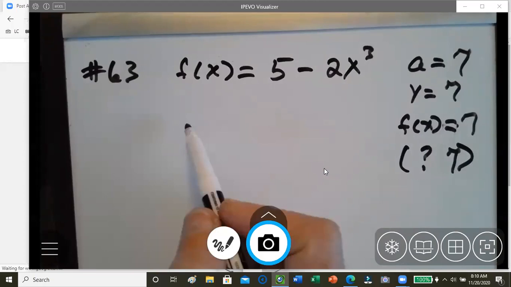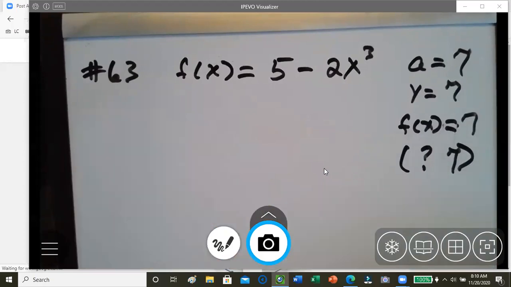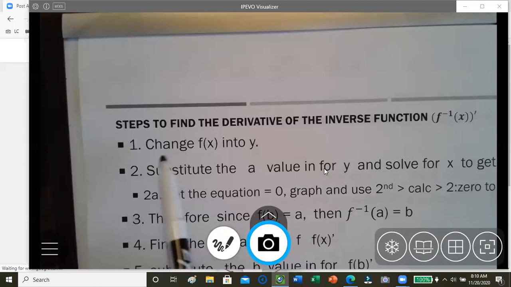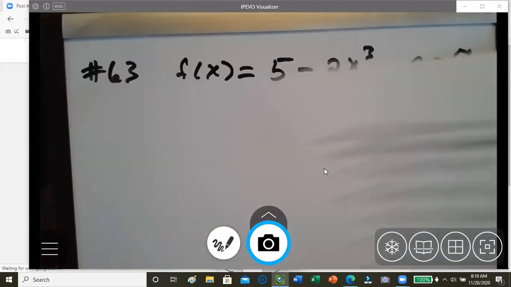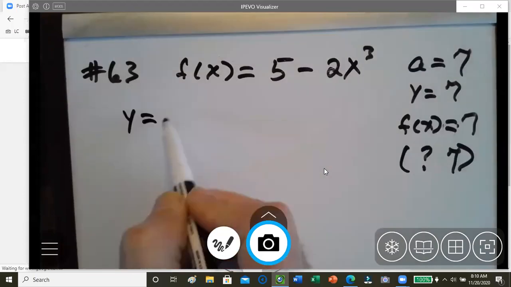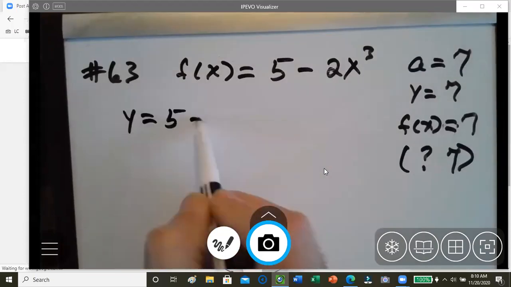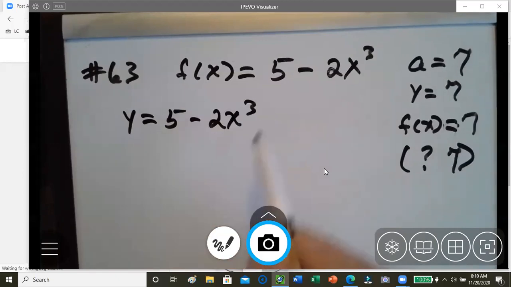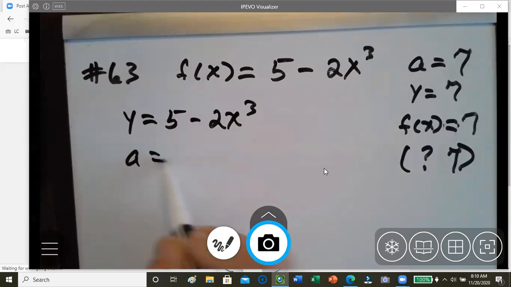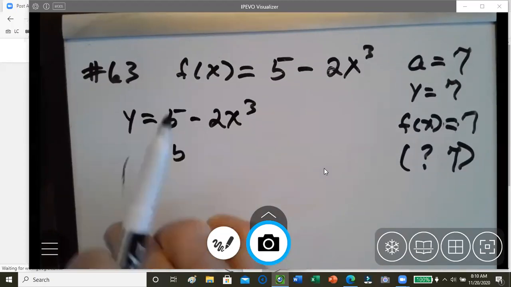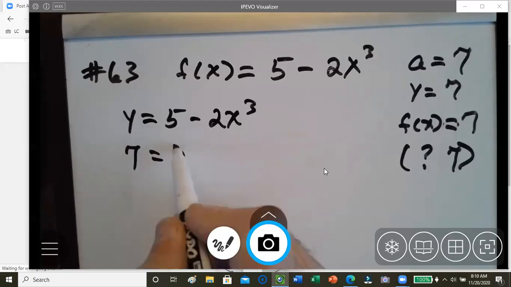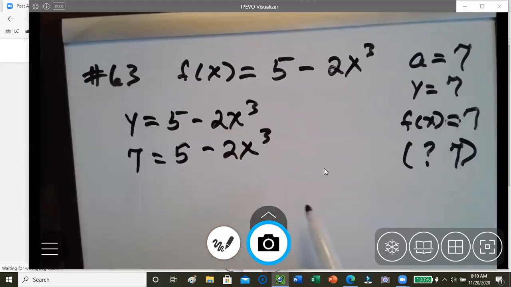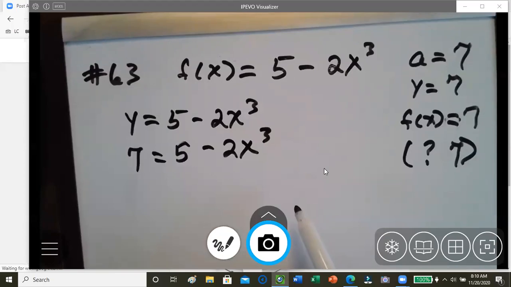So step 1, change f of x to y, substitute a in for the y value. So this becomes y equals 5 minus 2x cubed, and then we put a in for y. So a is 7, so we put 7 in there, equals 5 minus 2x cubed. Any questions with that so far?